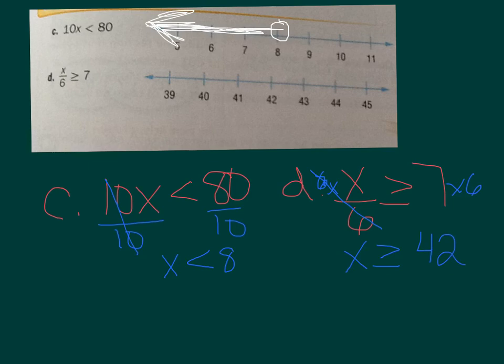My last step is to graph. At 42, notice I'm going to have a closed circle because it's greater than or equal to. And I want all values greater than 42. So I'm going to shade off to the right where the values are bigger than 42.